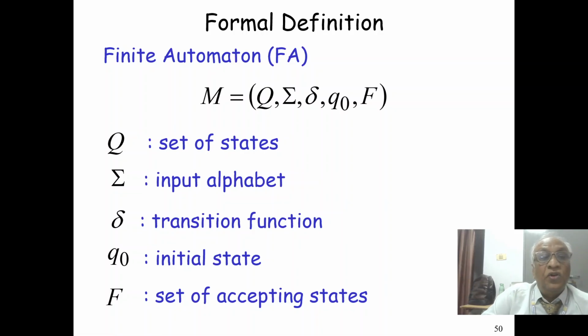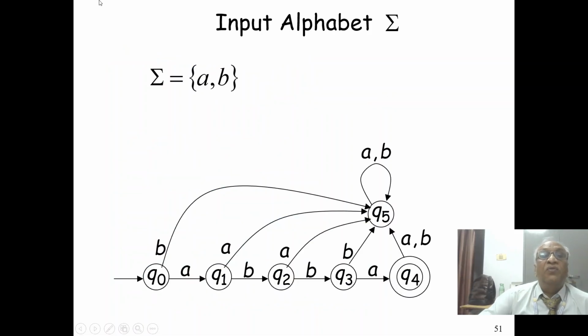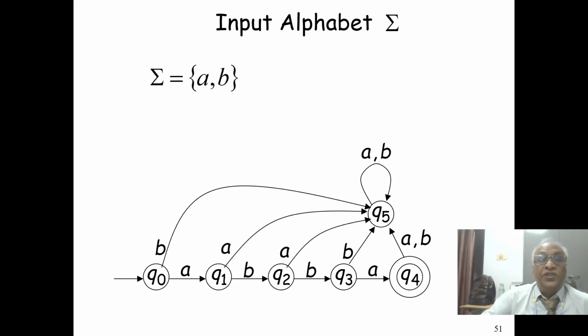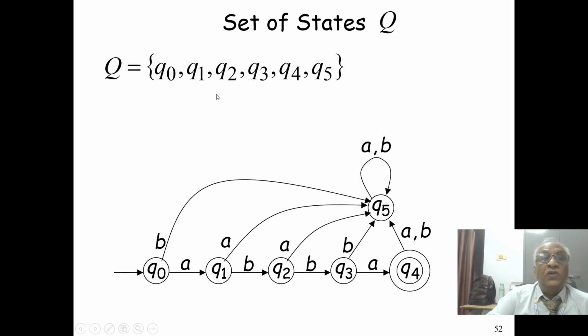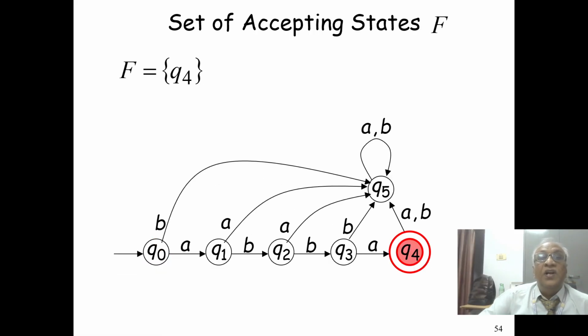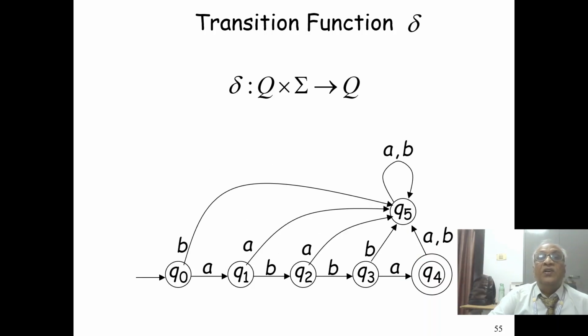Similarly, you have input alphabet. What is the input alphabet? A comma B, like this. So sigma is A comma B. Q is set of states Q0 to Q5. Q0 is initial state. F is final state, and delta is a transition function. So applied where? On set of states and alphabet, reaching a new state.